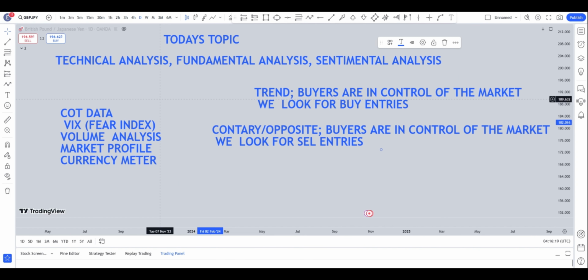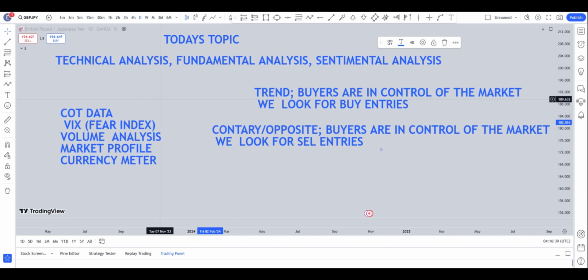The components of sentimental analysis, there are so many. They have things like the COT data. The COT data is data that is sent out on Friday, showing the different positions held by the different participants in the market. That is the hedge funds, the retail traders and the other institutions.